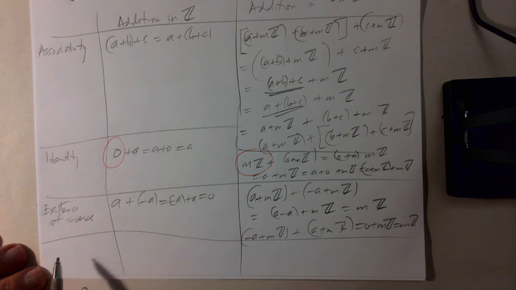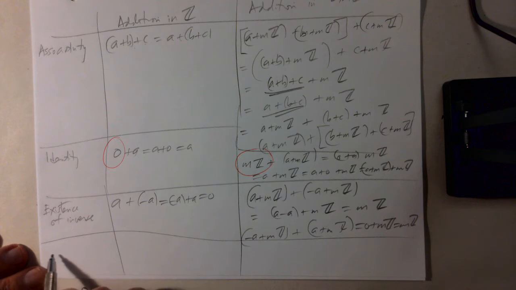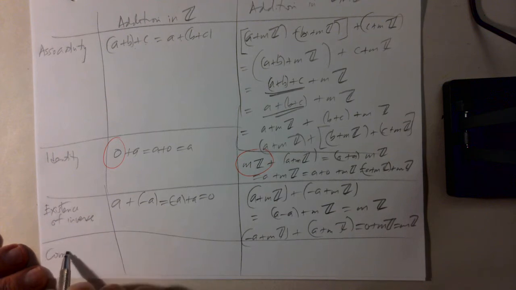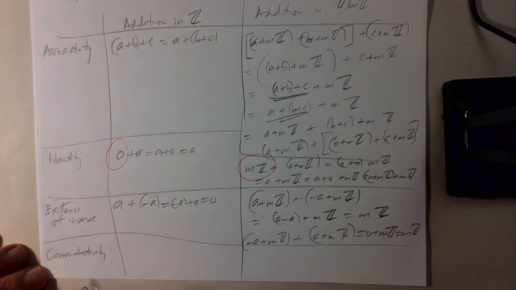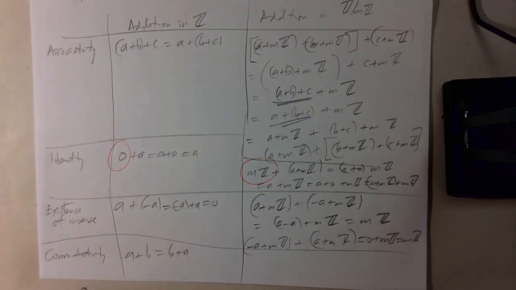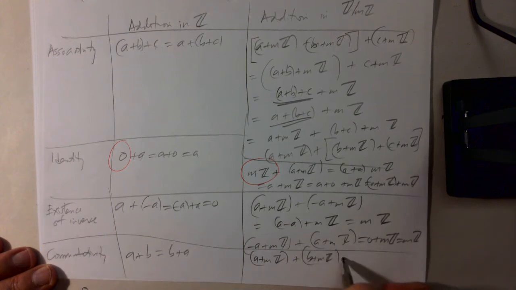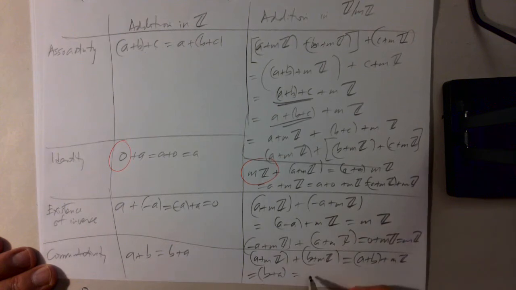And the last property I'm going to note about addition of integers and congruence classes is what we call commutativity. a plus b and b plus a are always the same. It doesn't matter what order you add in. And if I take a plus mZ plus b plus mZ, that's the congruence class a plus b plus mZ. But the integer a plus b is the same as the integer b plus a. And this is b plus mZ plus a plus mZ.